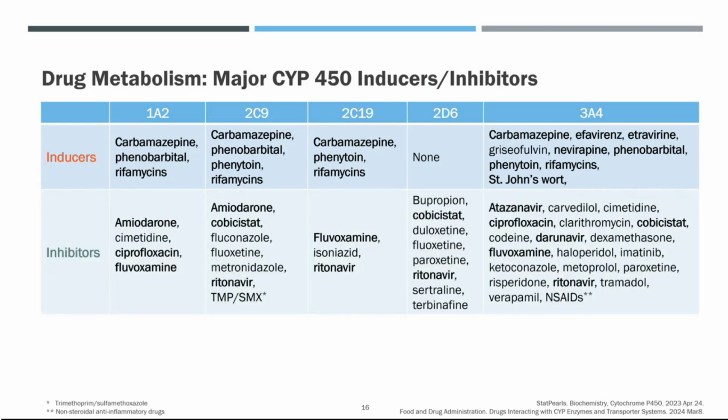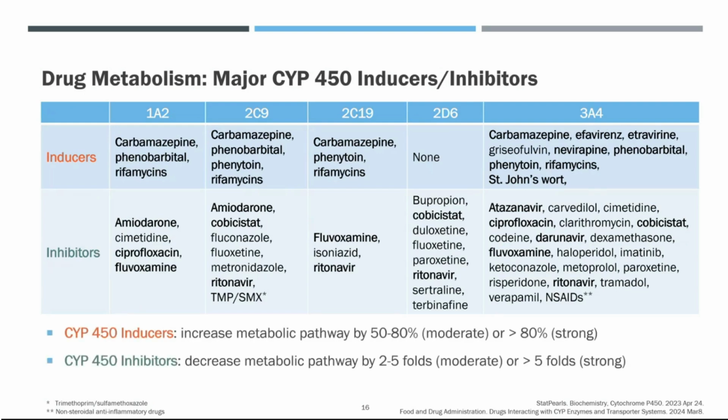Versus on the inhibitor side, they are slightly different, but we see amiodarone and other cardiac medications. We also see ciprofloxacin and also ritonavir, which is commonly used along with protease inhibitors for HIV treatment. And we also see Bactrim, cobicistat, and atazanavir. So there are a lot of medications that will function as an inhibitor, whether that's a non-HIV medication, or the HIV medications themselves can function as inhibitors of CYP450 enzymes.